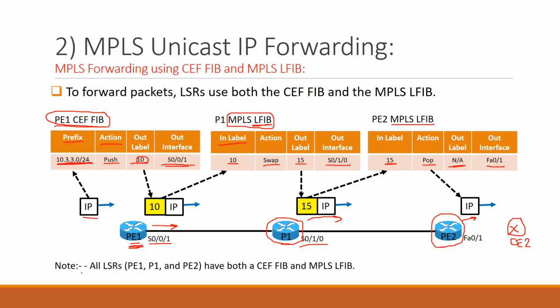So, as a note here, all label switch routers, PE1 (provider edge 1), provider 1, and provider edge 2, all of them have both the CEF forwarding information base table and the MPLS label forwarding information base. But which one to use based on the received packet? If the packet received is unlabeled, use the FIB. If the received packet is labeled, use the label forwarding information base.